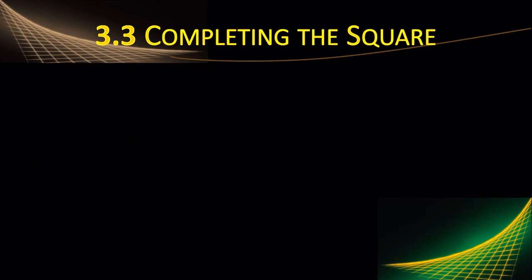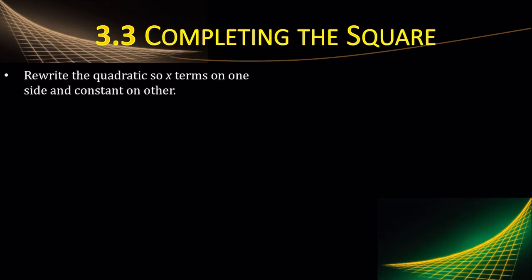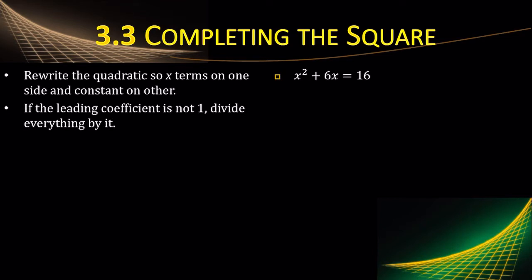So let's try actually completing the square. The steps to solve by completing the square: you start by writing the quadratic so the x terms are on one side and the constants on the other. So it looks like that. Next, if the leading coefficient is not 1, divide everything by it. Well, my leading coefficient is 1, so I don't have to do that. But if, let's say, it was 2, then I'd have to divide everything by 2.